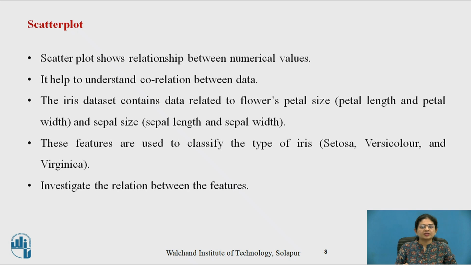Now here we will take the iris data set. The iris data set contains data related to flowers, petal size and sepal size. Petal size deals with petal length and petal width, similarly sepal length and sepal width. These features are used to classify the type of iris. The iris flower has three categories, that is setosa, versicolor and virginica. It investigates the relationship between the features.